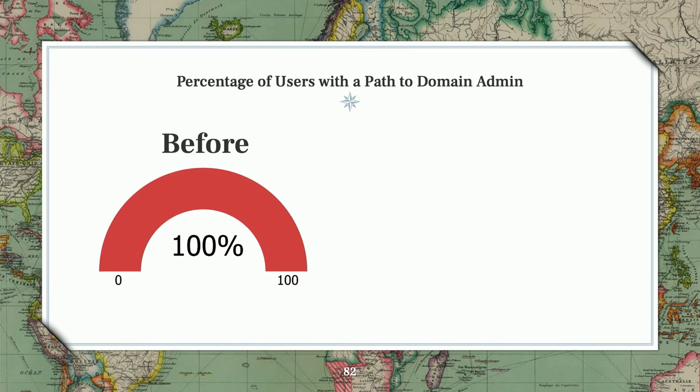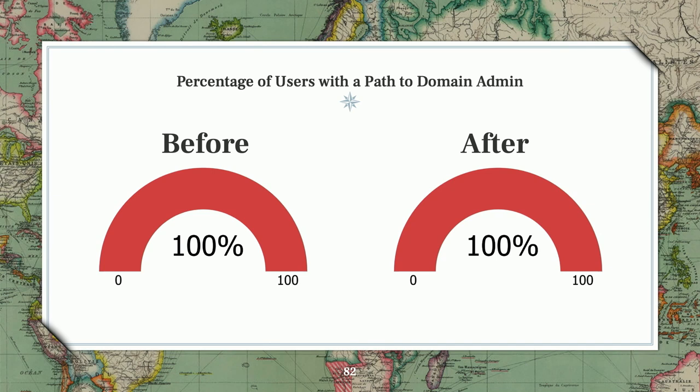So before, it was 100% of users had a path to DA. We change the data set, we simulate that change before we actually put it into production. And after, anybody want to take a guess what the stat is after? Just how effective my brilliant strategy is going to be? 100%. Made absolutely no difference.